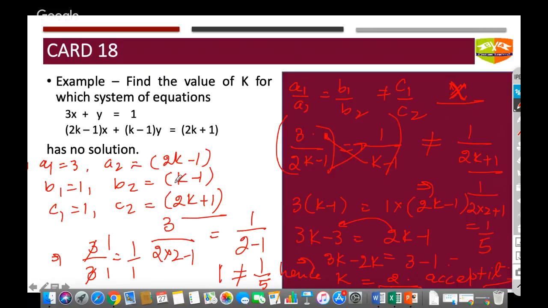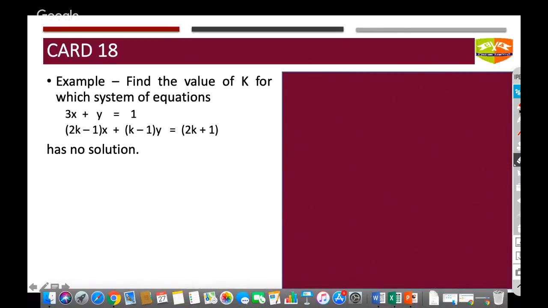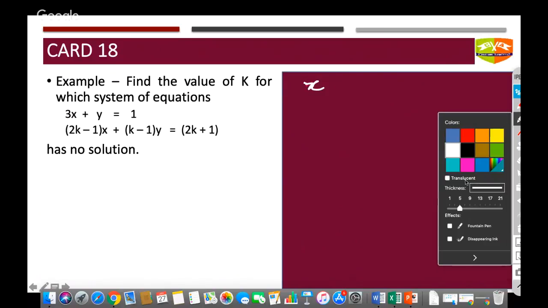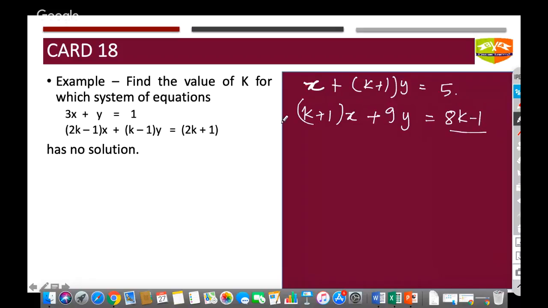Now let me take another question of this type. I have not included it here, but I would like to take that question for better understanding of this concept. This is a CBSE 2003 question: x + (k + 1)y = 5, and (k + 1)x + 9y = 8k - 1. And what do I want here? I want infinite solutions.